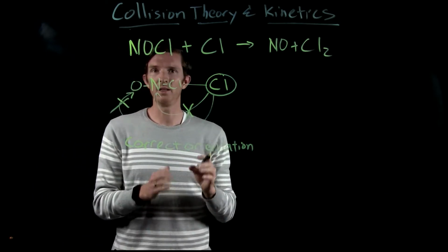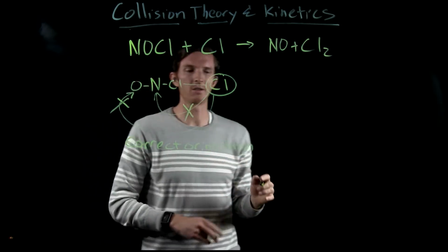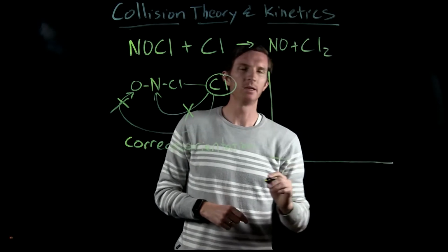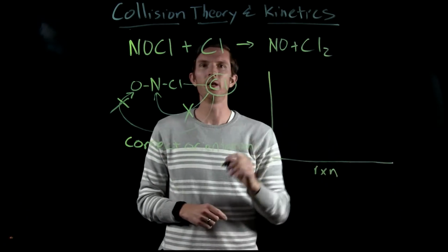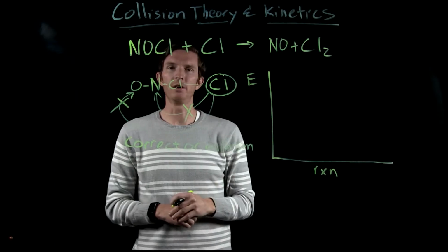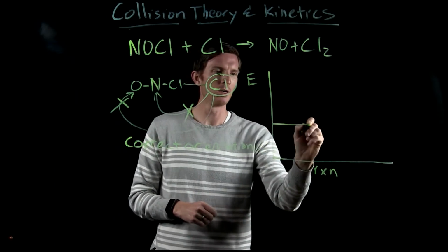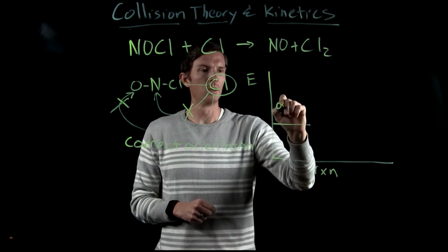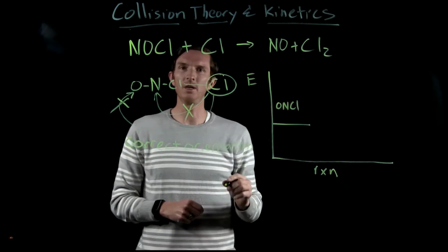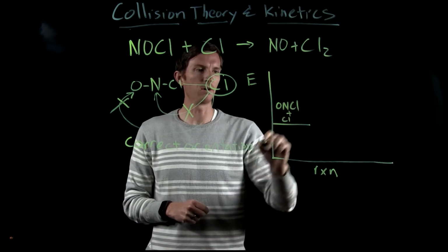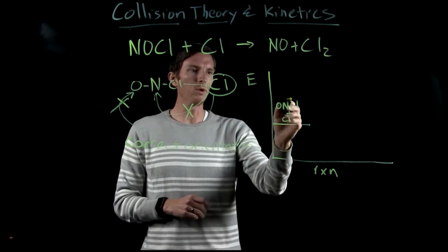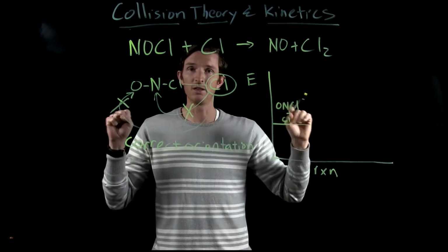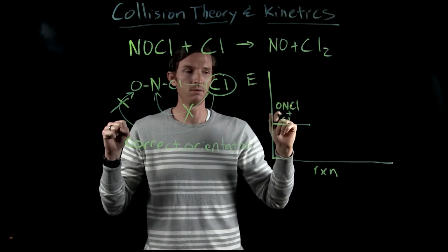Now let's take it step by step as our reaction happens. We're going to look at a reaction coordinate and energy diagram. We're going to start here with our reactants, which I'm going to write like this: NOCl, and we have our chlorine atom. When these are separate from each other, they are just separate, so we have a certain potential energy.